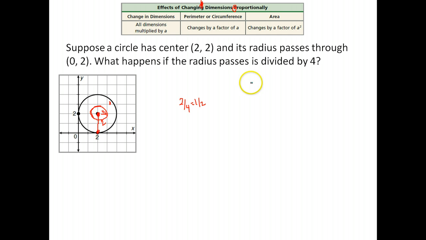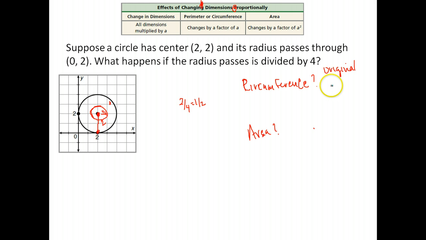Okay, so what would that do for our circumference? And what would that do for our area? Well, we can take a look at it. We have an actual example here, so we can take a look and say, what did happen to the circumference? What was the original circumference of that original circle?